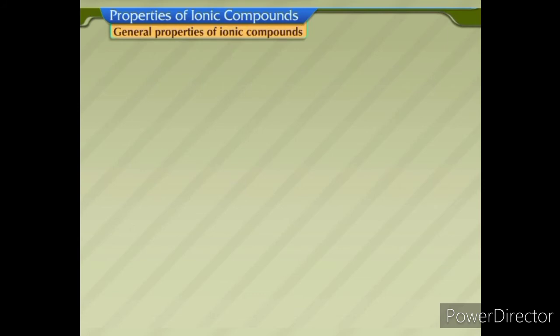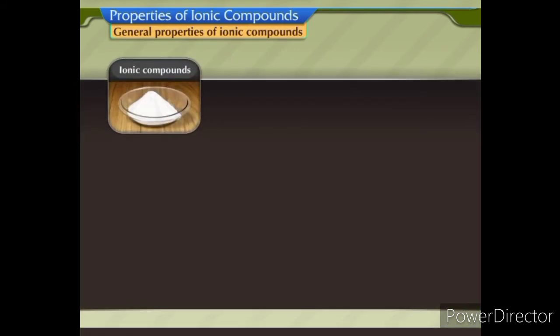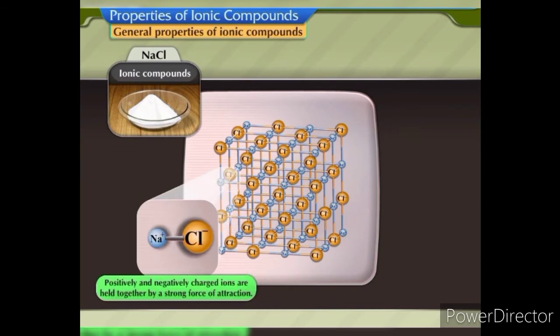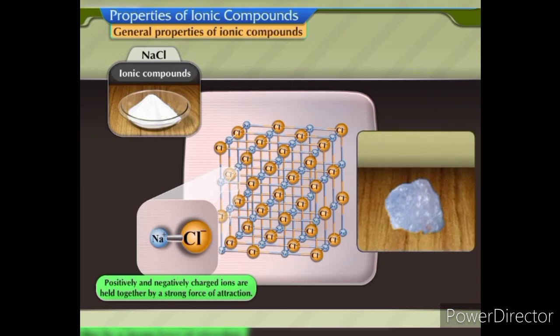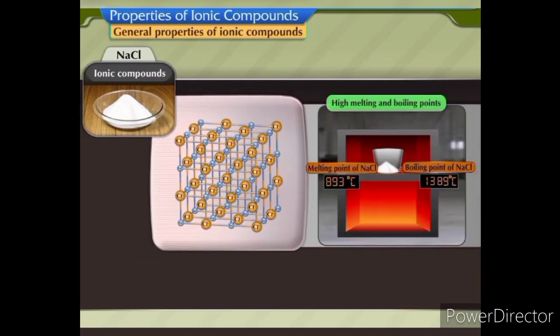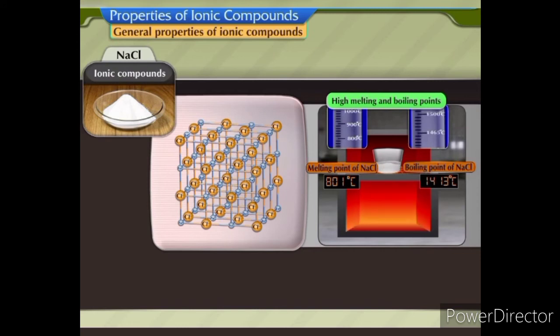General properties of ionic compounds. Ionic compounds exist in the solid state because the positively and negatively charged ions are held together by a strong force of attraction. This also makes them hard and brittle. Ionic compounds have high melting and boiling points.